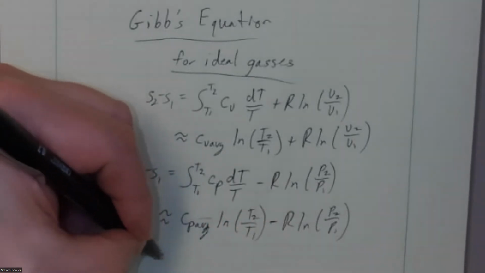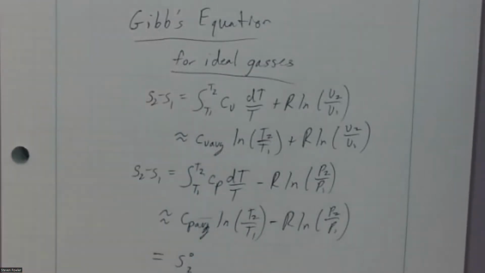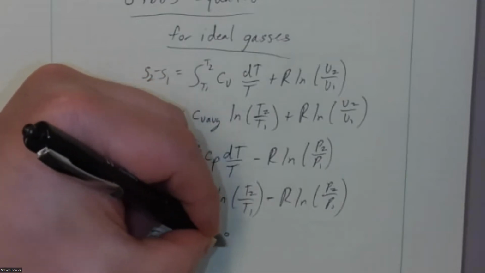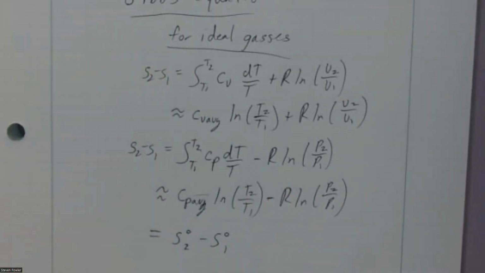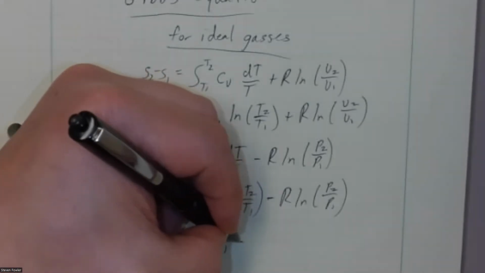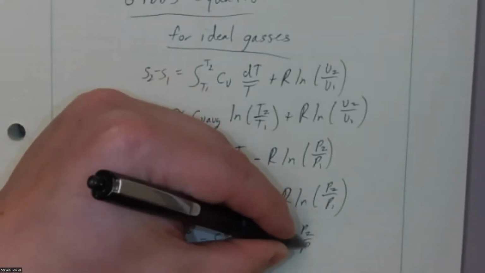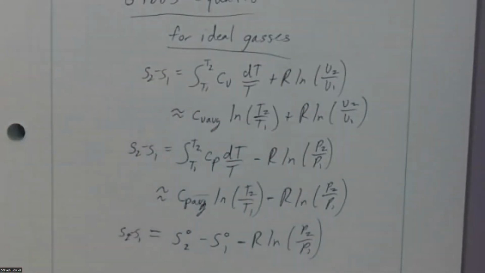However, there are table properties. I call them S degree. I think they're called S circle. S circle 2 minus S circle 1 can take the place of this integral C sub P dT over T. And I still need to minus out here R ln P2 over P1. And that's another way that I can find S2 minus S1 for an ideal gas.